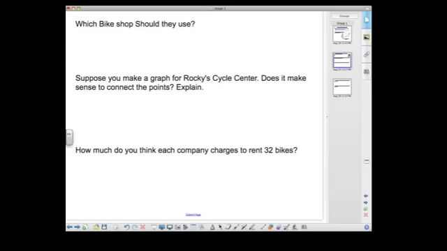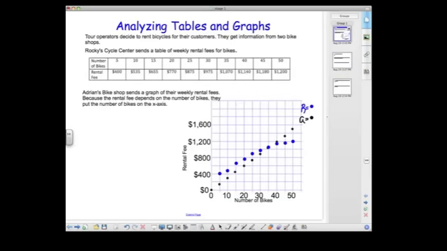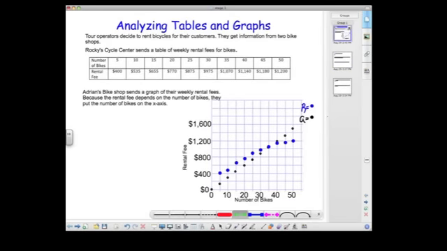The first discussion question that we have is, which bike shop should the tour company use? Which bike shop? So really, what's going to be the cheapest bike shop? If you take a look at the coordinate graph, now that we have all the data in one place, we can compare where the data falls.